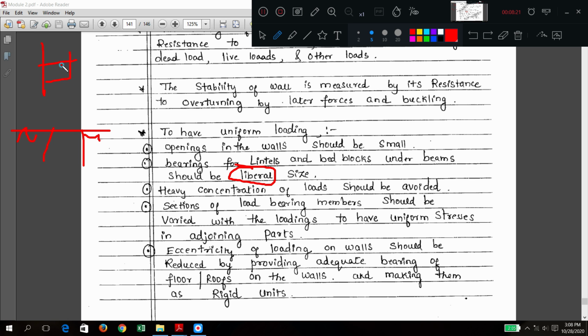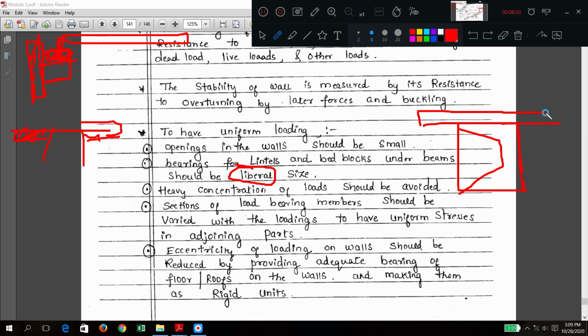That bed block is there for the corbel structure. This is a wall. This is a corbel. So the bed block will come here like this. Above that bed block there will be some load transferring member like this. This bed block should also be a little bit larger, and bearings for the lintels should be larger. This is a lintel. There is a door opening like this. On the top there will be a lintel like this. This distance should be a little bit larger.